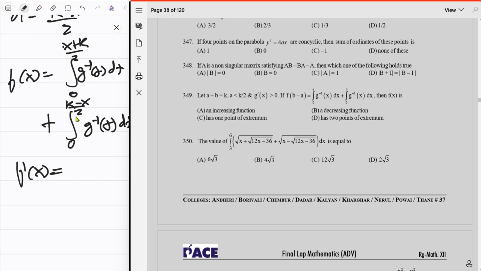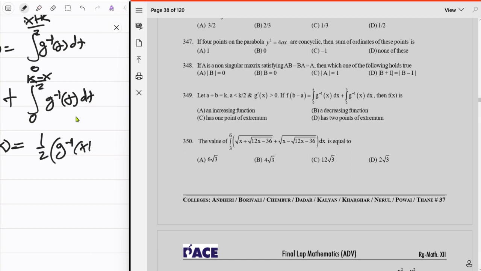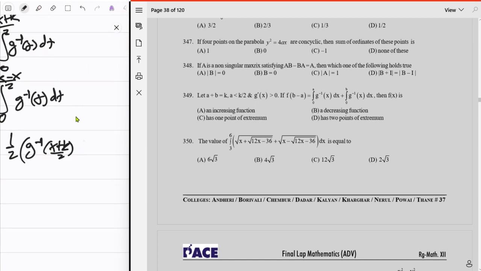And 1/2 will also come, this 1/2 is g inverse of x plus k upon 2 and minus g inverse of k minus x upon 2. And you know what this thing is? It's just a minus g inverse of b, right? Yeah, that happens to be the thing. And that's our original substitution, which means, and we actually know that a is less than k upon 2, so this thing will actually be negative, right?